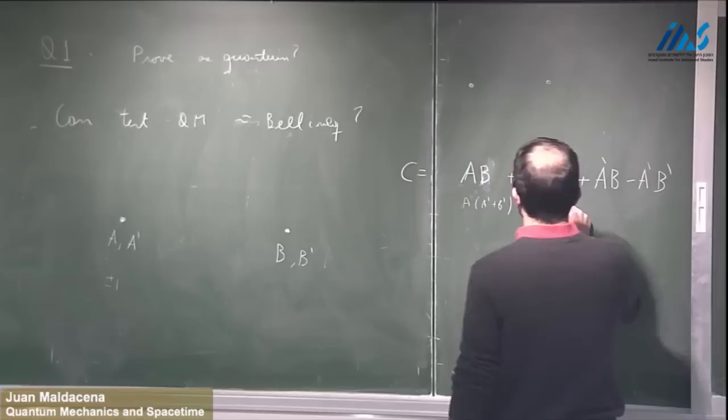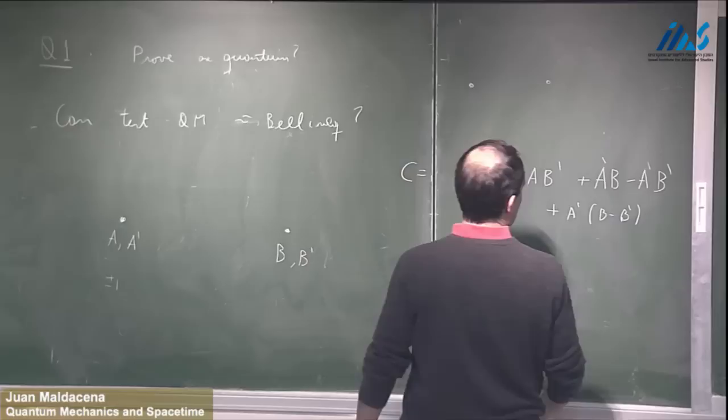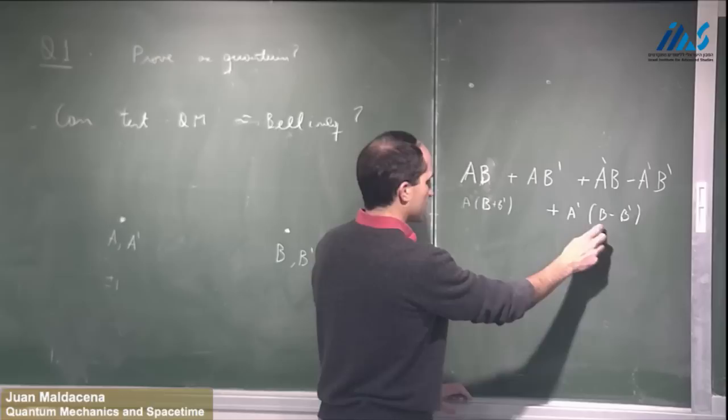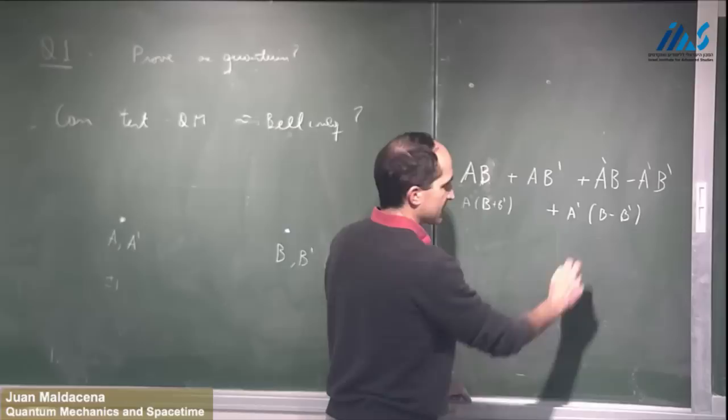Now, what is important here is that now we have the correct version. Notice that if B is equal to B prime, this is 2, but if they are opposite, this is 0. So the maximum value of C is less than 2.